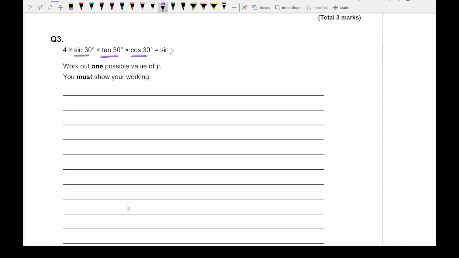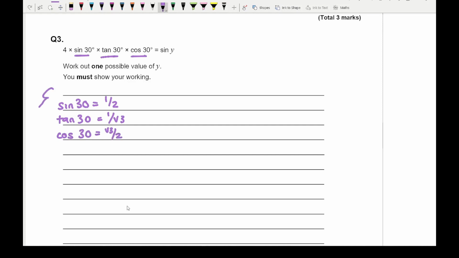Now again, there are several ways in which you can remember it. I've got several videos on what the exact values of trig are, which I'll include in the link in the description. But whichever way you find it, sine 30 is a half, tan 30 is 1 over root 3, or root 3 over 3, depending on whether you rationalise the denominator, but it shouldn't make a difference. And cos 30 is root 3 over 2.